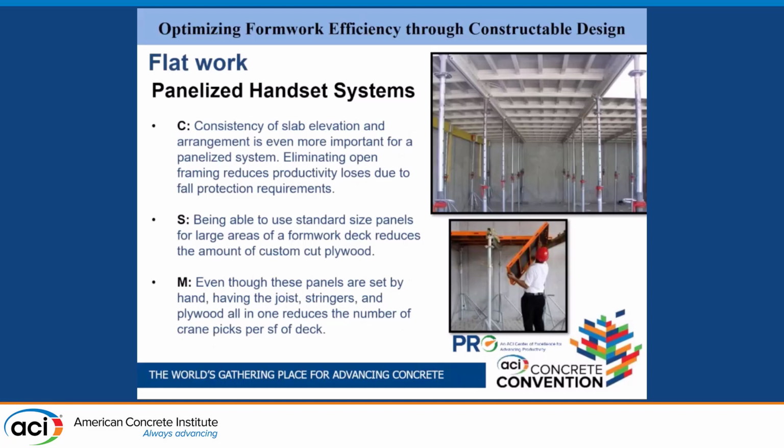Going up the next step into a panelized system, from just a beam and joist kind of system, consistency in slab elevation is even more important, because here you're dealing with panels, and they're of a very standardized shape, and doing more custom solutions isn't as easy. This does eliminate open framing and reduces productivity loss due to fall requirements. If you can have this open area where there aren't transitions to get all these panels put in from below, then you don't have all these people in situations where they're tying off, putting in plywood and going from there.